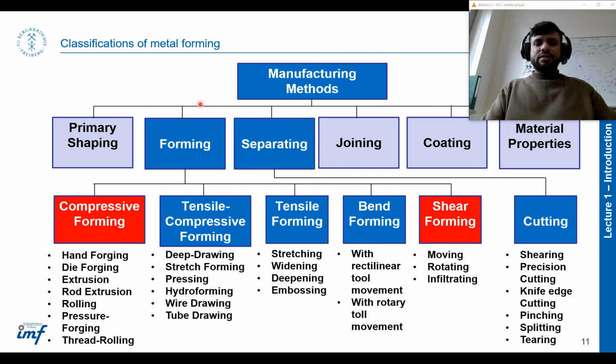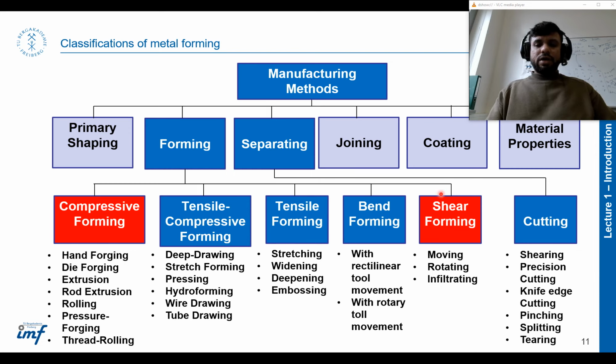And then there is a very major chunk of forming operations which can be used to manufacture different products out of metals. And then there are separating methods, joining methods, coating methods, and material properties. I don't know why this is here, but generally we see that the forming operation can be classified into compressive forming, tensile compressive forming, tensile forming, bending, and shear forming.